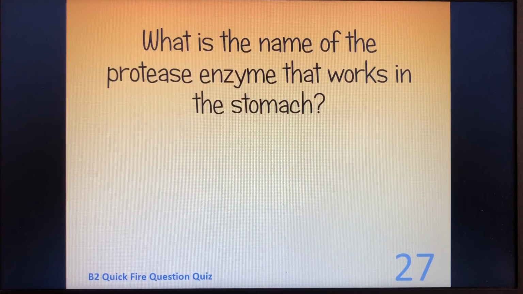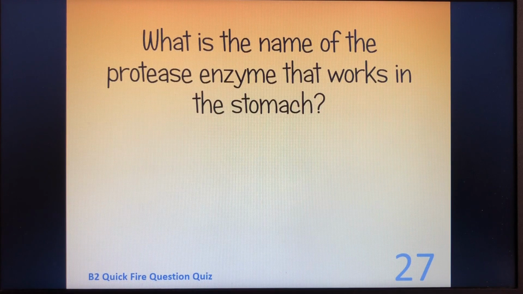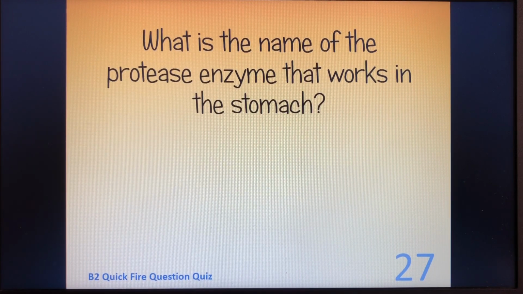Question 27. What is the name of the protease enzyme that works in the stomach? There are two enzymes that are protease enzymes. One specifically works in the acidic conditions of the stomach, and one specifically works in the more alkali or neutral conditions in the small intestine. Which one works in the stomach? And the answer is pepsin. The other one was trypsin.